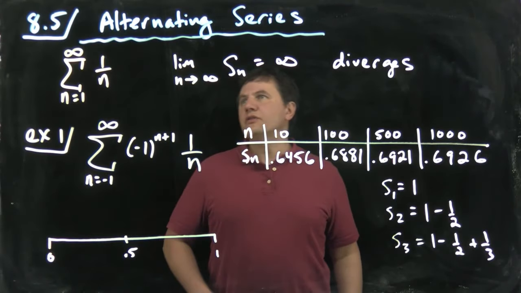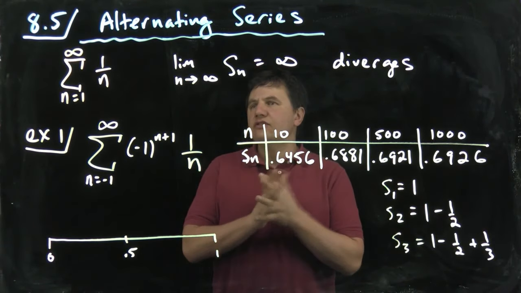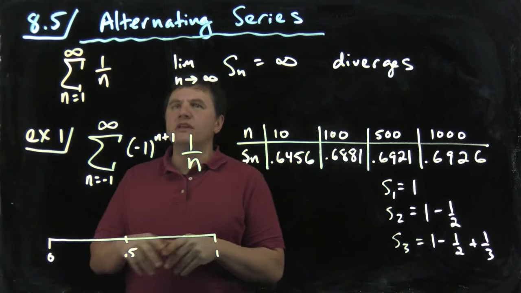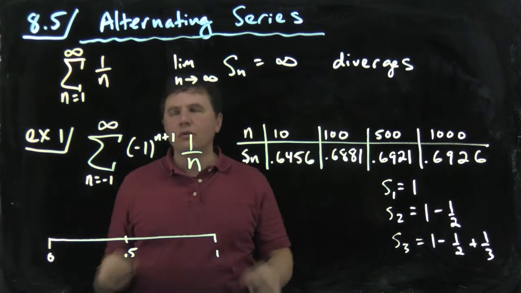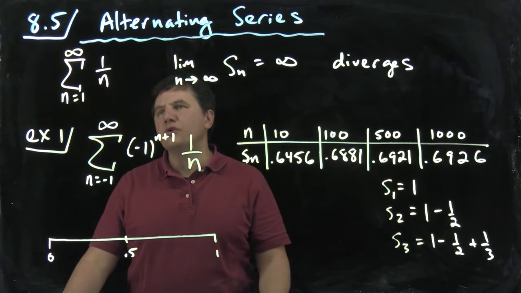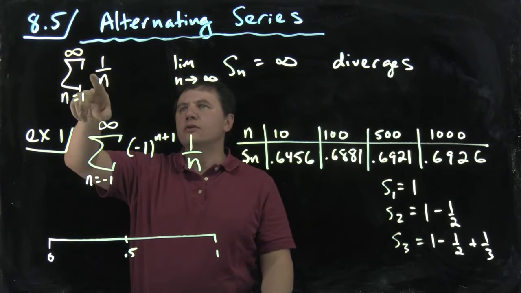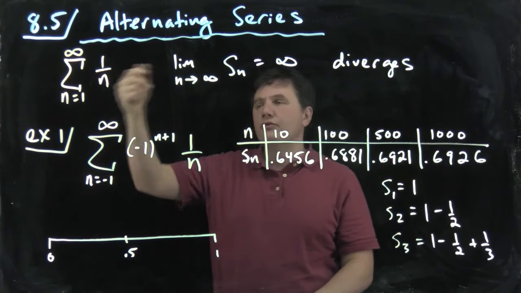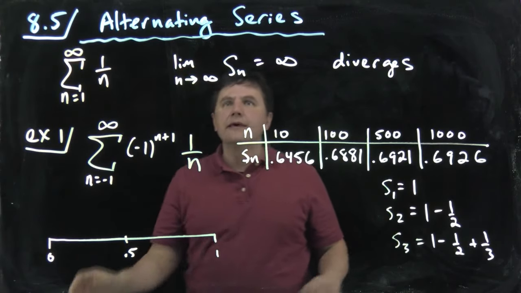All right, today I'm going to talk about 8.5 alternating series. To begin with this, I want to return to a series we dealt with earlier in the chapter, the series 1 over n, also referred to as the harmonic series.